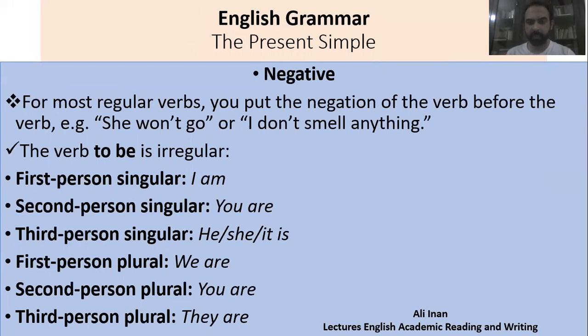the first person singular form of to be in present simple is I am, you are, he is or she is or it is. And for first person plural, we are. For second person plural, you are. And third person plural, they are.